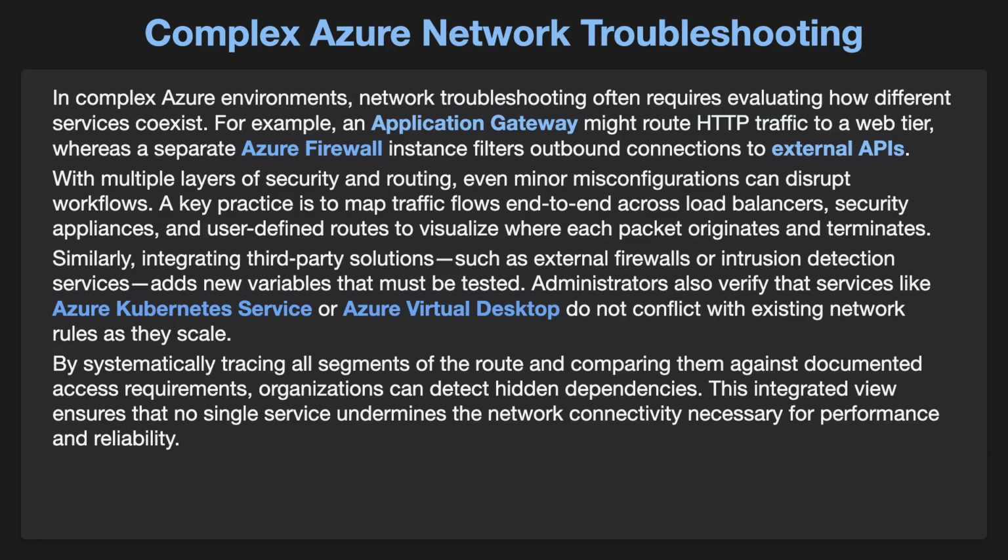Administrators also verify that services like Azure Kubernetes Service or Azure Virtual Desktop do not conflict with existing network rules as they scale. By systematically tracing all segments of the route and comparing them against documented access requirements, organizations can detect hidden dependencies. This integrated view ensures that no single service undermines the network connectivity necessary for performance and reliability.